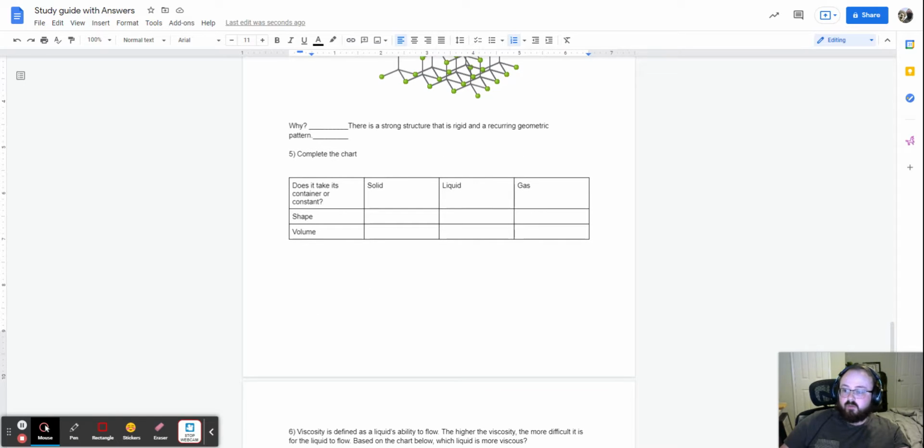All right. So, number 5, complete the chart. Does it take its container or is it constant? I'm going to explain this, because I feel like I could have worded this better, but we're going to go with what we got. What I'm saying is: does the shape take its container or is it constant for a solid, a liquid, and a gas? And does the volume fill up its container or is it constant for a solid, a liquid, and a gas? So for a solid, the shape is constant.